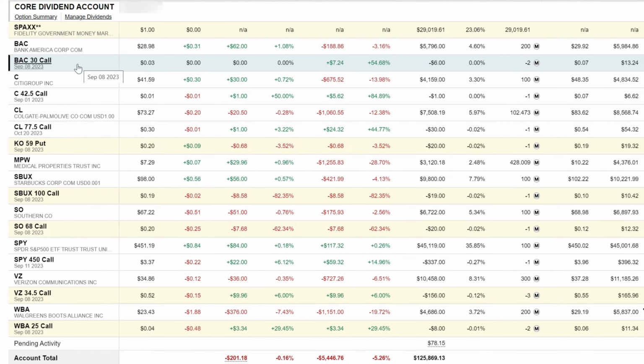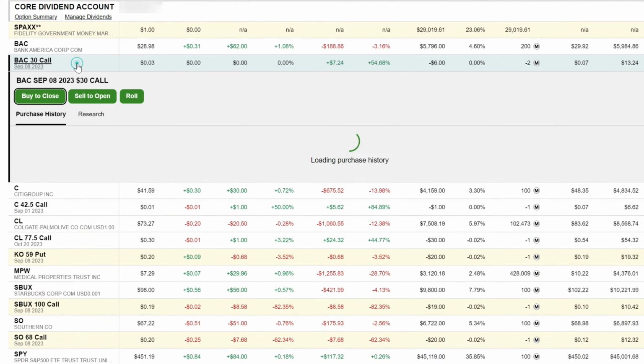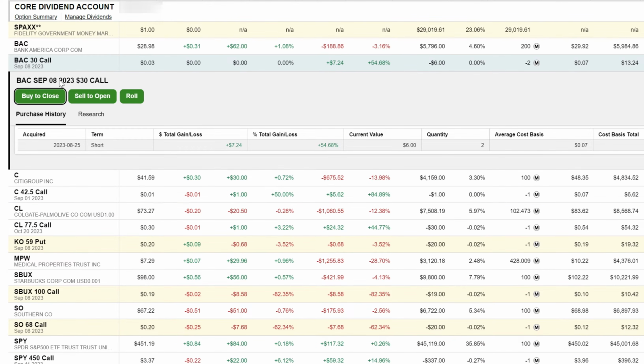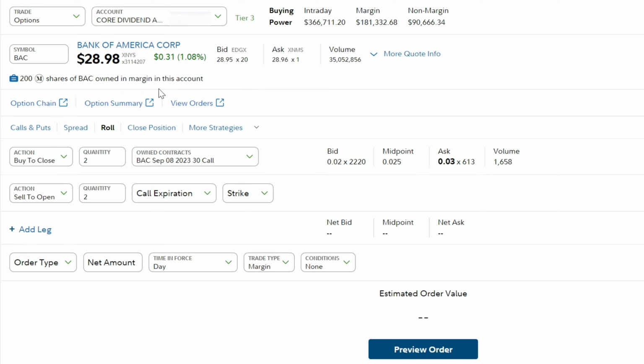Within the Fidelity desktop platform, you can come in here, click on the option, and click on either buy to close or sell to open, and roll. Remember that when we sold this option initially, we sold it to open, so we'd want to buy to close if we wanted to close it. Let's click on the roll button. You'll notice when you click the roll option, it automatically gives you the initial action of buy to close, because it's how you get rid of your existing position, and then simultaneously you will sell to open.